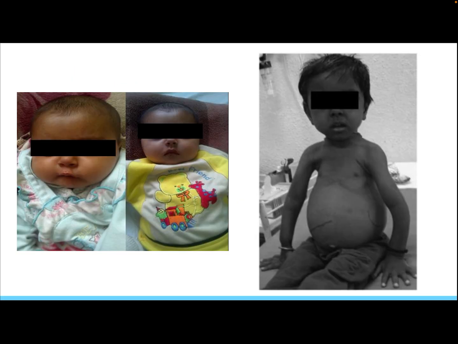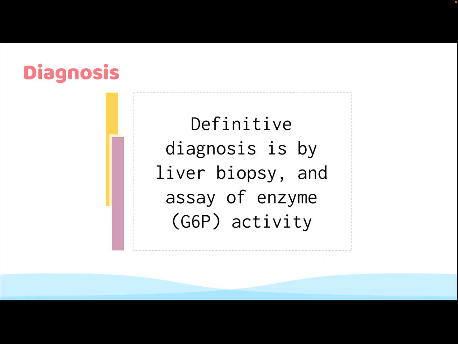So these are children with Von Gierke disease. You can see their cheeks are fatty. Their faces look exactly like dolls. I have seen a case of Von Gierke in real life and they look exactly like a doll. They have these fatty cheeks with a protuberant abdomen, exactly as in the picture we are seeing. So they look cute, as I said, but their disease is not cute.